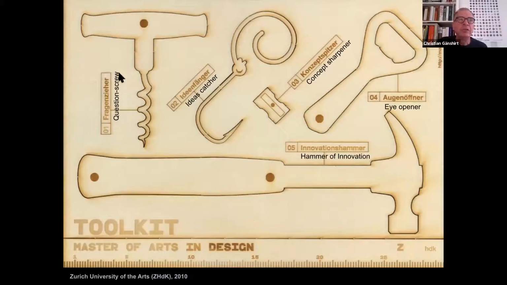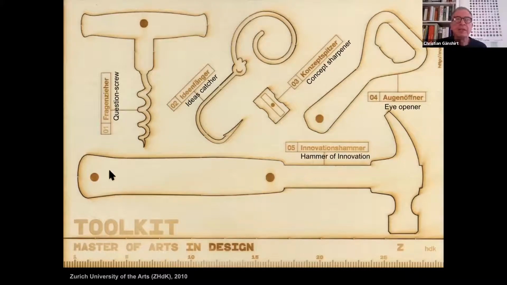So they have 5 tools to use. The first one is a question screw. Usually we use it to open wine bottles, but they call it a question screw. Then they have a metal hook called an ideas catcher. You know this tool, they call it concept sharpener. And then this is a bottle opener, they call eye opener, and the hammer of innovation.